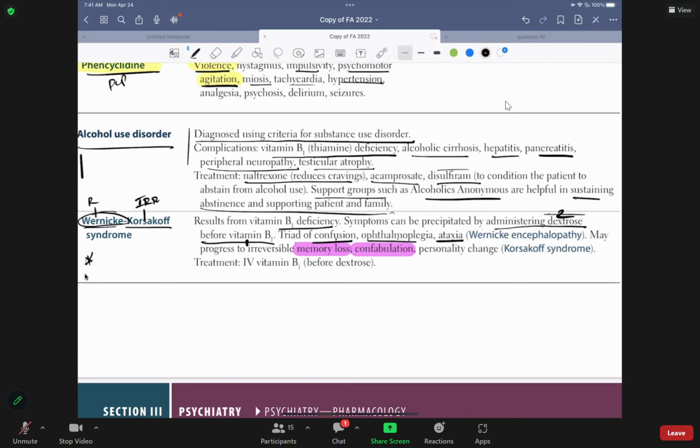Memory loss and confabulation are permanent. It says irreversible. If you have Korsakoff, you lose your memory, and you also have confabulation. What is confabulation? Confabulation is a symptom. Basically, they are lying, but they don't even know that they are lying. A good example: you ask them what they ate for breakfast. They will tell you what all they ate. Actually, they believe that's what they ate, but they didn't eat anything, folks.